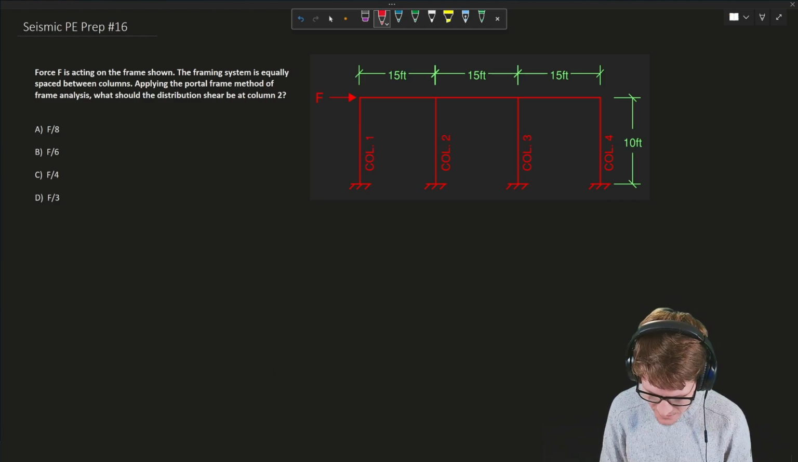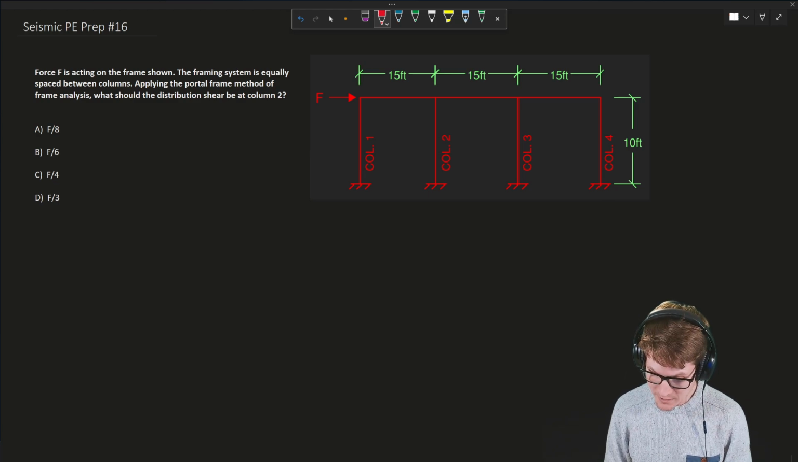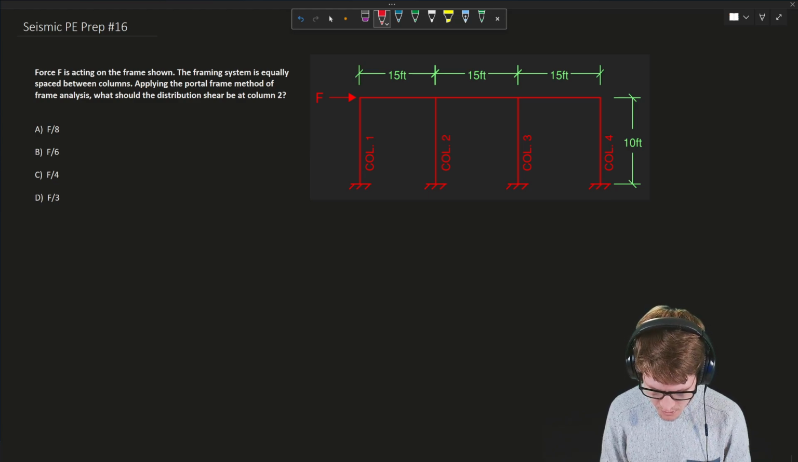Force F is acting on the frame shown. The framing system is equally spaced between columns. Applying the portal frame method of frame analysis, what should the distribution shear be at column 2?